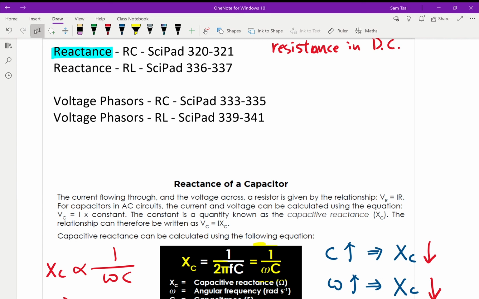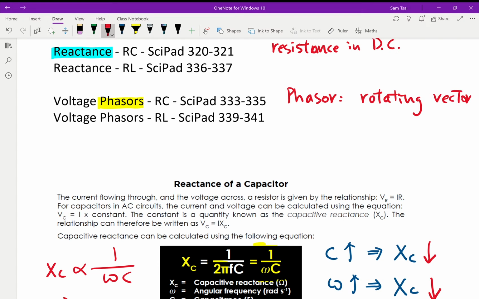Okay, now after the reactance, let's come to the phasor. Remember we did this one in simple harmonic motion. What does phasor mean? Phasor means it is a rotating vector. So it is a vector and it is rotating. We can turn the reference circle and rotate this phasor in the anti-clockwise direction.